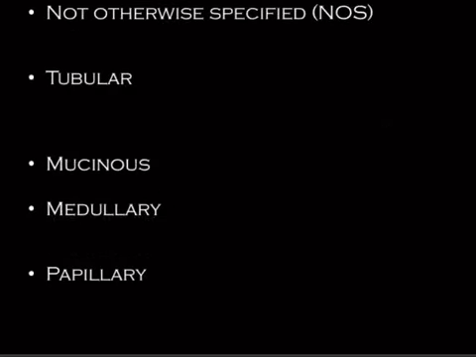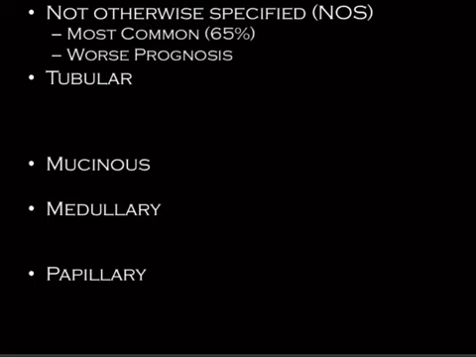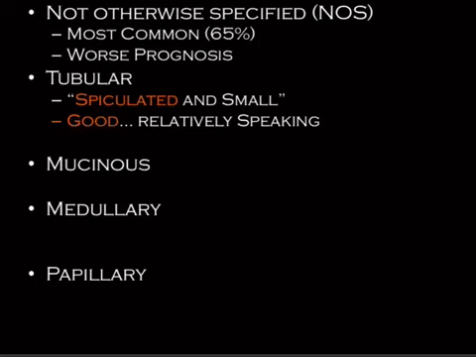So let's hit some trivia that's testable with regard to the different subtypes of breast cancer. The NOS type is the most common, and it has the worst prognosis. Tubular actually has a good prognosis. They tend to be spiculated, which is counterintuitive. You'd think spiculated is bad, right? But in this case, this particular spiculated cancer has a good prognosis. The other thing to remember is that it's associated with this entity called a radial scar, which I'll talk about a little bit more later.